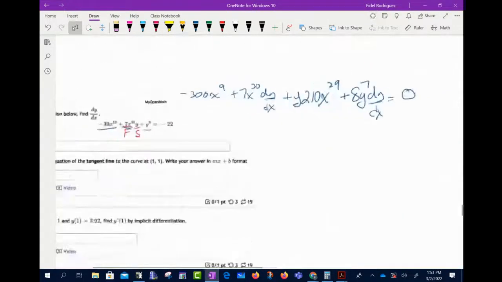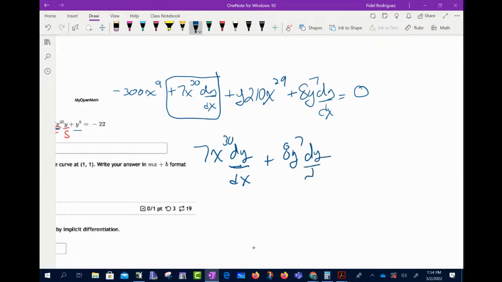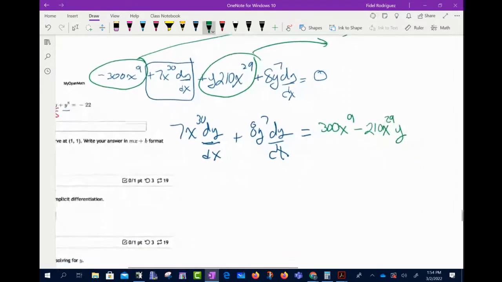Here we go. Okay, so now we got this part. Remember what we're going to do, y'all. We're going to put the dy dx's together. So I'm going to leave this guy as it is, 7x to the 30th with a dy over dx. And I'm going to put that plus 8y to the 7th with a dy dx right next door to him. And then don't we need to move this piece here and that piece there to the right side? So a positive 300 x to the 9th, and then a negative, everybody agree, 210 x to the 29th with a y? Okay. All right.